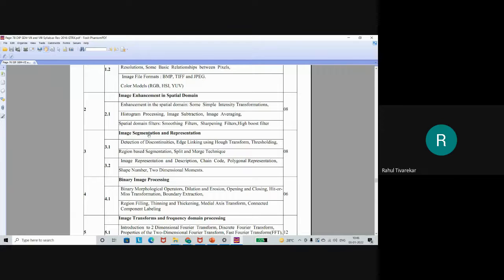we need to segment the part of interest from the part of non-interest, and that is called image segmentation. And the representation means after we segment out the unnecessary part and segment the necessary part for further processing, we need to represent that by using some outer borders or edges on the boundary, and that is called image segmentation and representation. We will see how to do that. So for that, you can see here the polygonal representation is used.